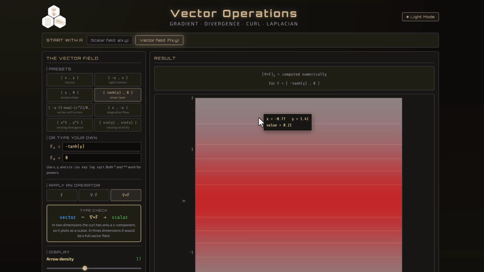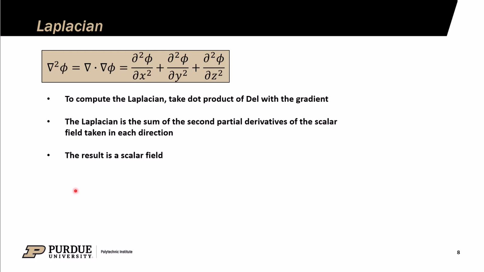Okay, the last vector operation to cover is the Laplacian. To compute the Laplacian, take the dot product of del with the gradient of some function phi. So phi is a scalar field. When we take the gradient of that scalar field, we get a vector. And when we take the divergence of that vector, we recover a scalar. You can go back and watch the previous examples on gradient and divergence.